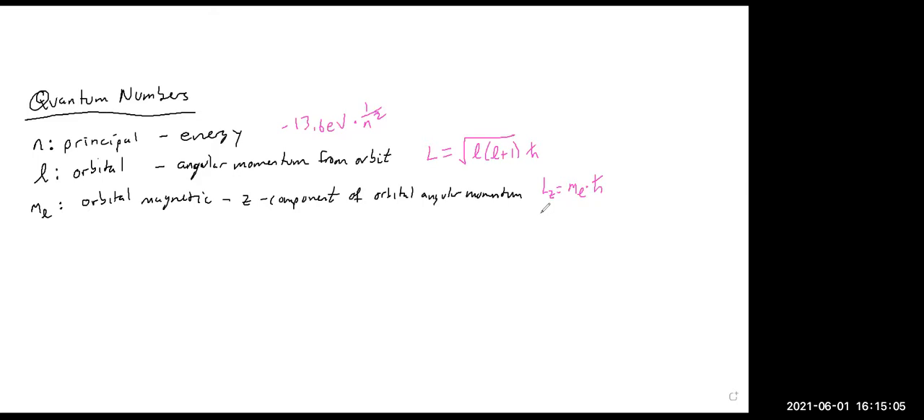I have a quick question. Do these quantum numbers make it to where we know less about the position of the electron because of the Heisenberg uncertainty principle?